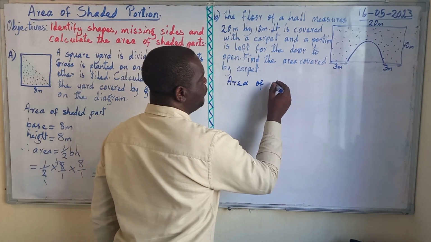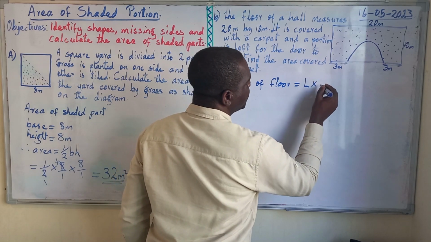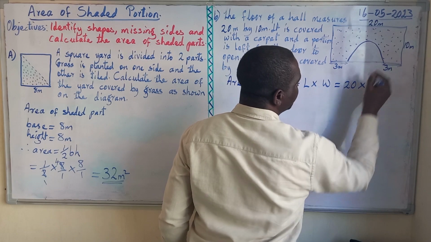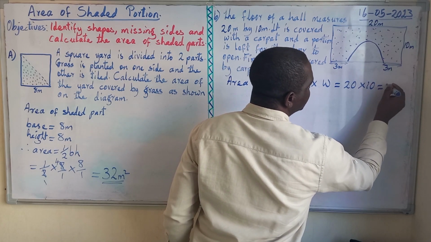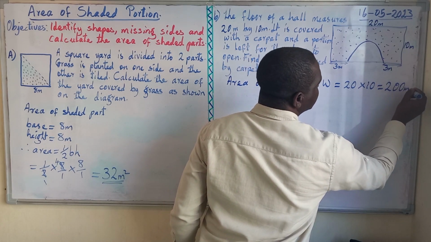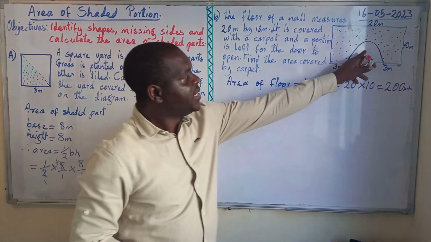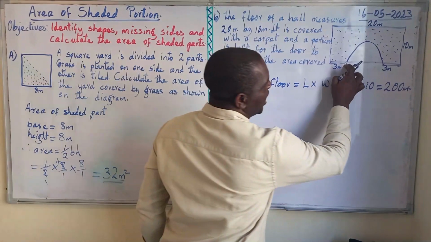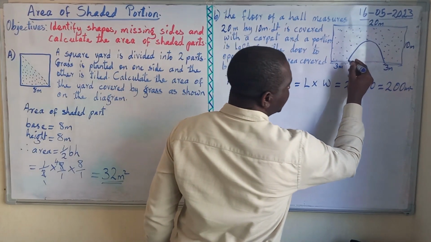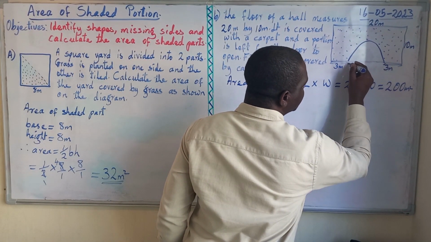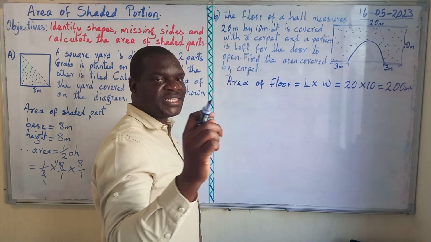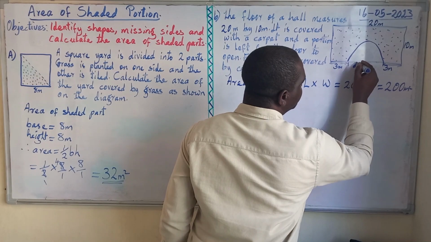Area of floor is equal to length times width. And our length here is 20 meters. Width is 10 meters. This will give 200 meters square for the whole floor. Let's calculate the area of the semicircle. And before we go to that, we don't have the radius. We have a line that cuts across from this end to this end. And all that cuts across is the diameter and not the radius. This one will be diameter.